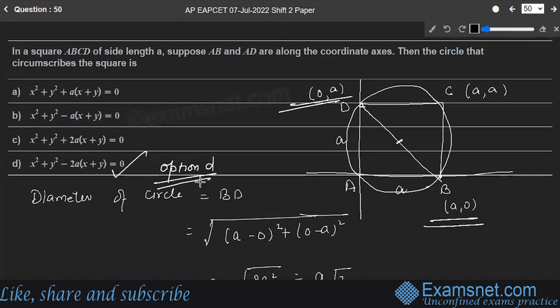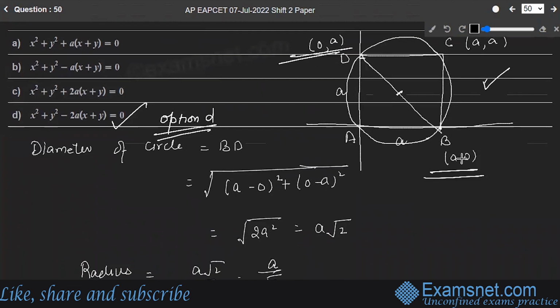Hope you're clear with this. Let's revise this question. First of all, we drew the figure of the given problem on the coordinate axis. After that, BD was the diameter of the circle. And from there, you can calculate the radius. But in that process, you have to calculate the midpoint, and that would have been a lengthy process.